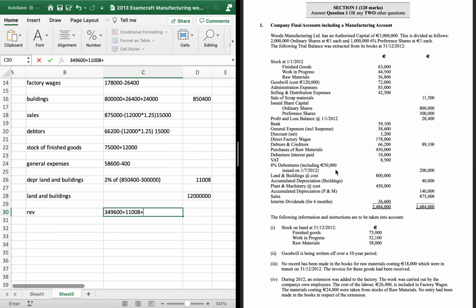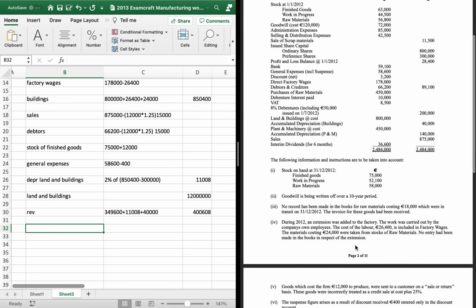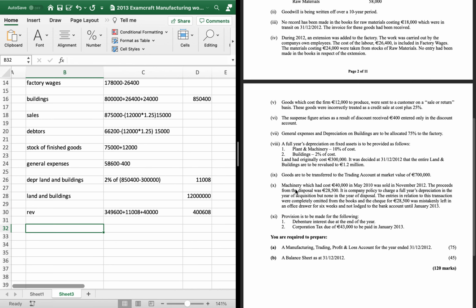So the accumulated depreciation to date on land and buildings is 40,000. So that'll be 349,600 plus 11,008 plus 40,000. That's 400,608. Now the depreciation of the machinery I'm going to do in conjunction with working 10, right? I'll just do what machinery is first.